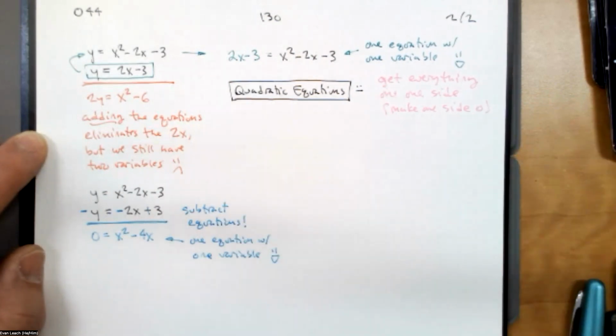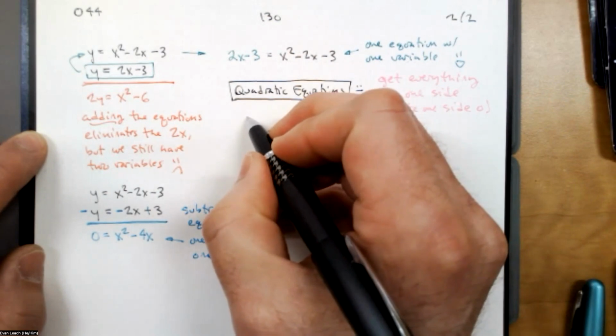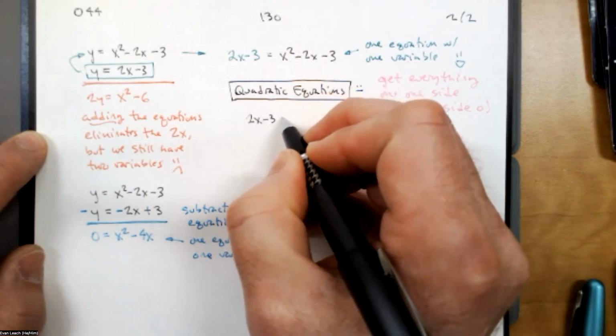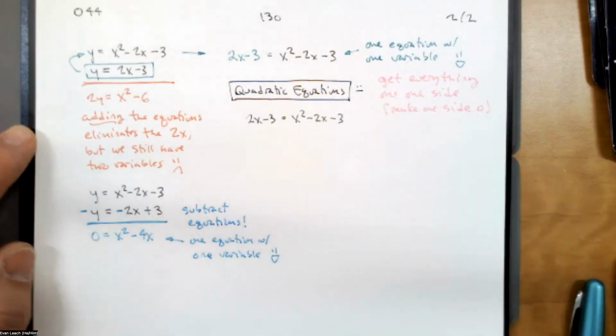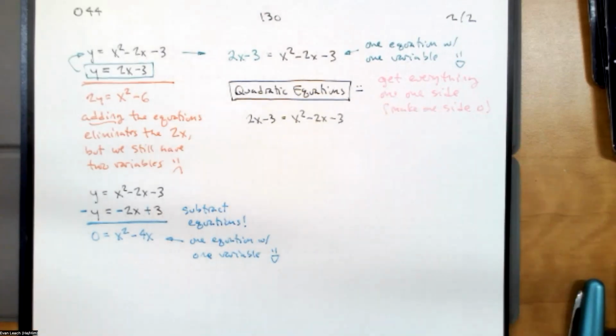So if we have this equation up here, 2x minus 3 is equal to x squared minus 2x minus 3. Our strategy could be to get everything on one side, make one side equal to 0. I'm going to make the left side equal to 0 because I like to keep the x squared positive.